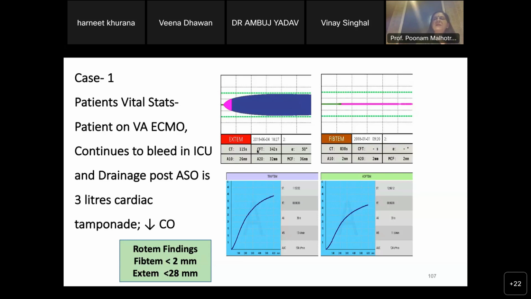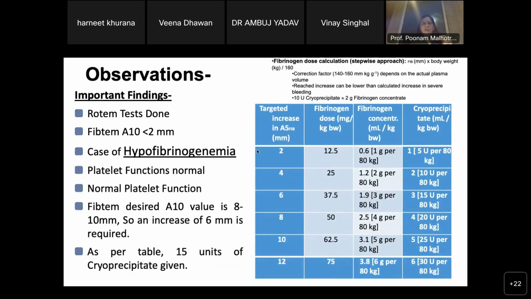But here the MCF is low. So again, a case of hypofibrinogenemia. We saw and we calculated how many units of cryo the patient would need. The company gives you a nomogram, how to calculate depending on the FIBTEM values and the EXTEM values, how much of cryo to be given. Next, please.